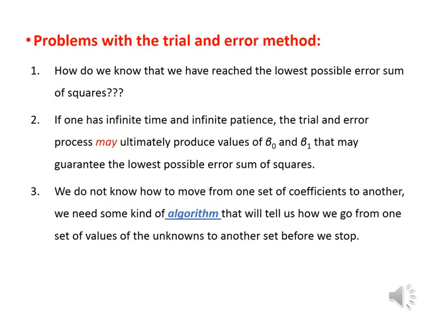The trial and error process may ultimately produce values of beta naught and beta 1 that give a low error sum of squares, but it cannot guarantee the lowest possible, and it's very time consuming. It takes a lot of time and a lot of effort, with a lot of calculations. So first of all, it's time consuming, and second, there is no guarantee that the solution that you have reached is the best one. So we can try another method.